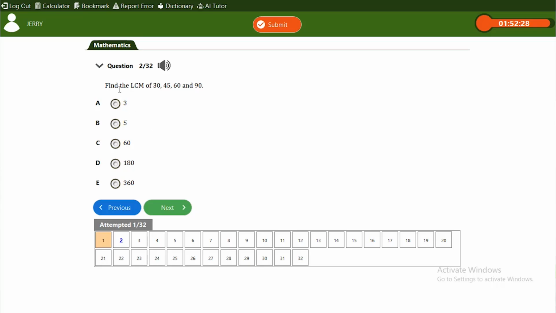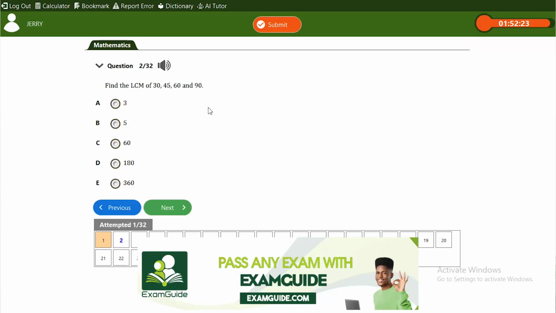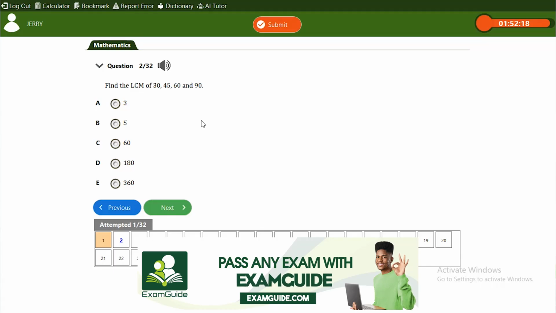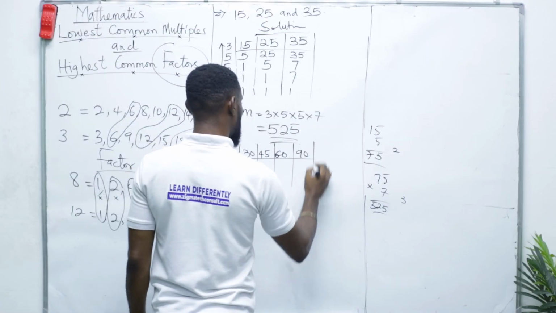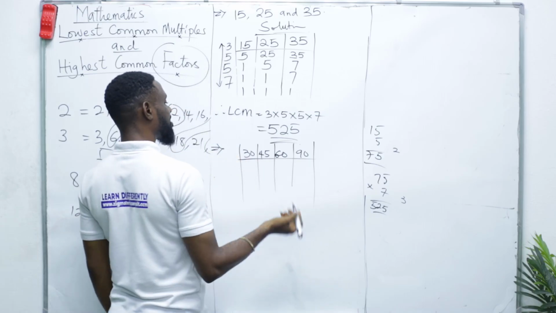Okay, they're asking us again here, find the LCM of 30, 45, 60, and 90. Putting all the multiples of these numbers, like as we did here, will be so much for you. So just do this method I just showed you, okay? So we do 30, we do 45, we do 60, and we do 90. Okay? So we can even start with 2.